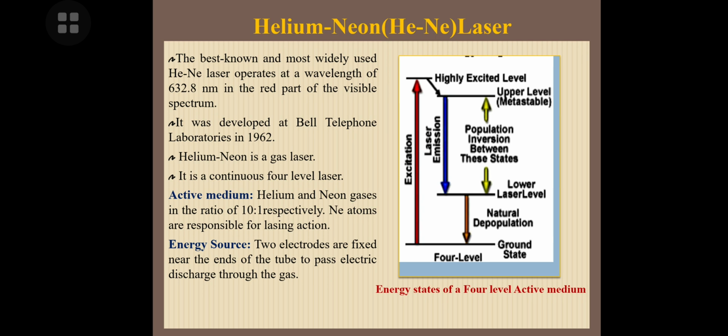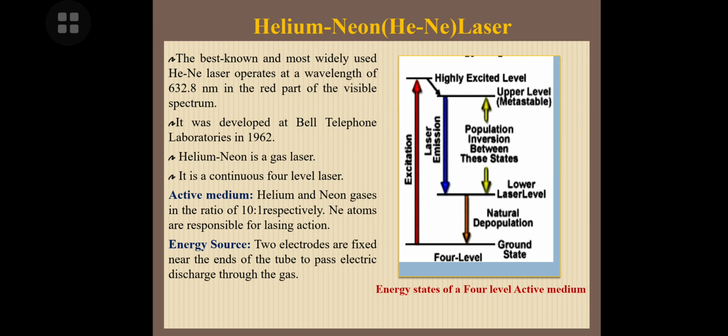Energy source: 2 electrodes are fixed near the ends of the tube to pass the electric discharge through the gases. The method of pumping is the electric discharge method.